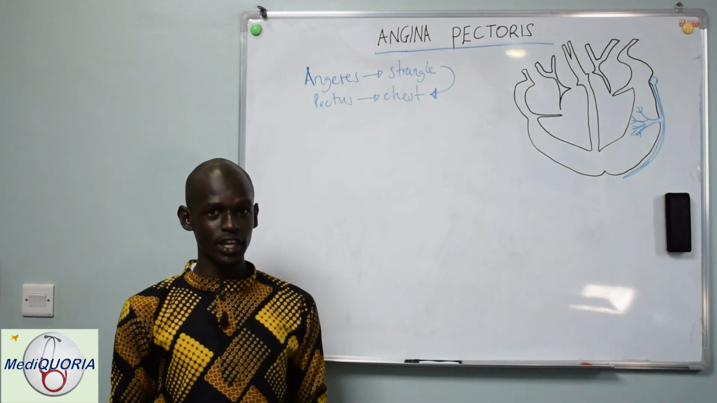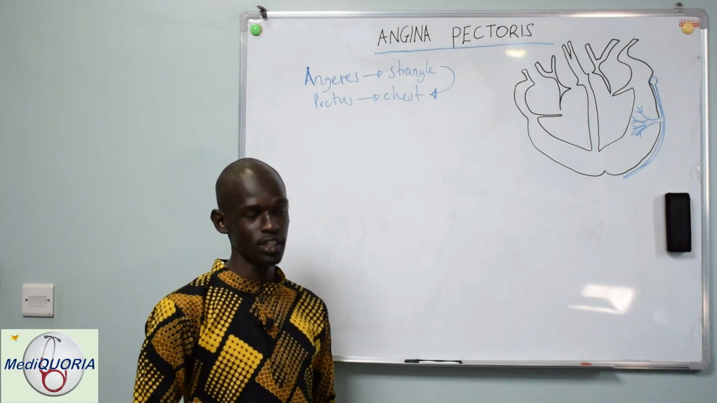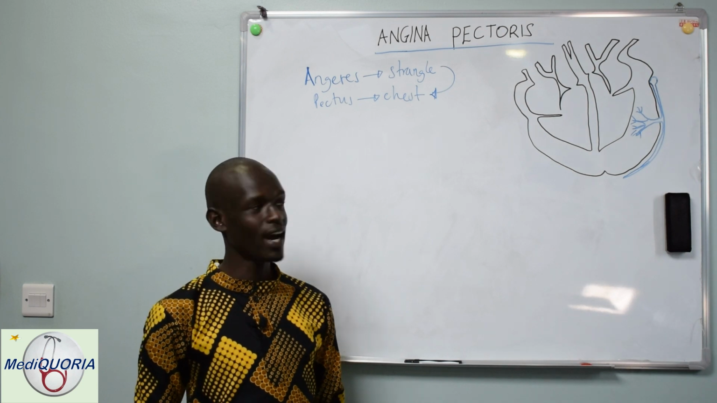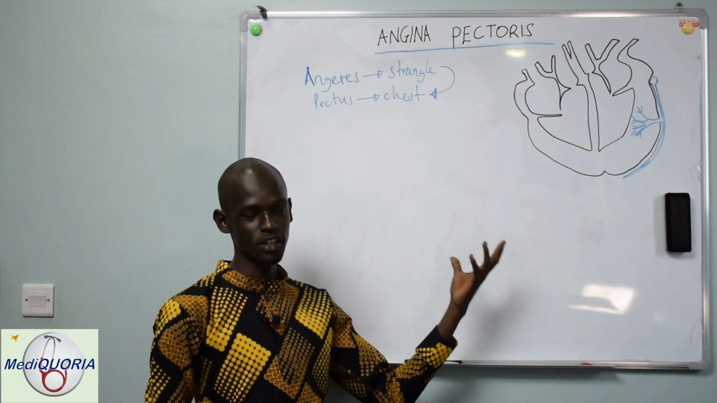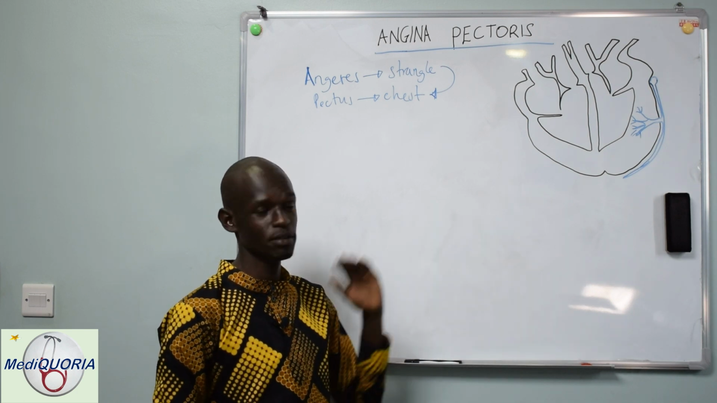Now, what causes angina? Like I mentioned before, angina is caused by a reduced flow of blood containing oxygen to the heart. But sometimes angina can be caused by an increased demand of oxygen by the heart that exceeds the ability of the coronary arteries to supply the heart with blood containing oxygen.